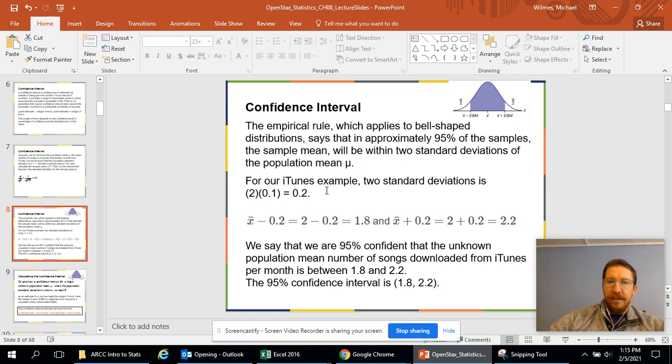And so for that, what we're going to do is take two standard deviations, and we're going to subtract those from the mean and add them to the mean. We get a range of numbers, 1.8 to 2.2. So our left side would be 1.8, our right side would be 2.2, and 95% of the data would fall within that region. So we're 95% sure that the population average number of songs downloaded from iTunes per month is between 1.8 and 2.2. So if we took another group of 100 people, 95% of the time, the average will fall in that range.